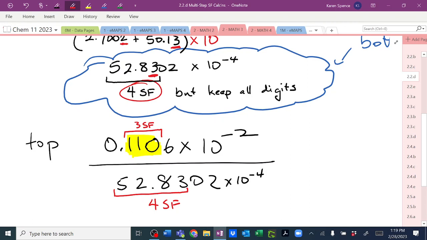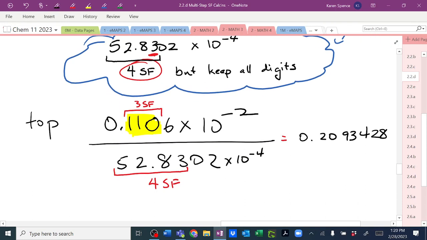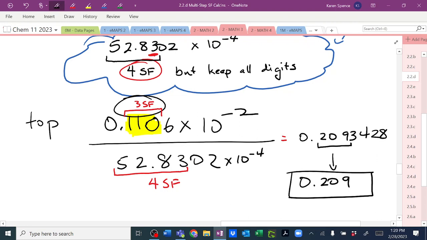So I have now 0.1106 times 10 to the negative 2 divided by 52.8302 times 10 to the negative 4 equals 0.20934. But because I've just done a division, I need to go to my smallest number of sig figs, which is 3. 1, 2, 3. So that's now going to round to 0.209, and that would be my final answer. Okay?